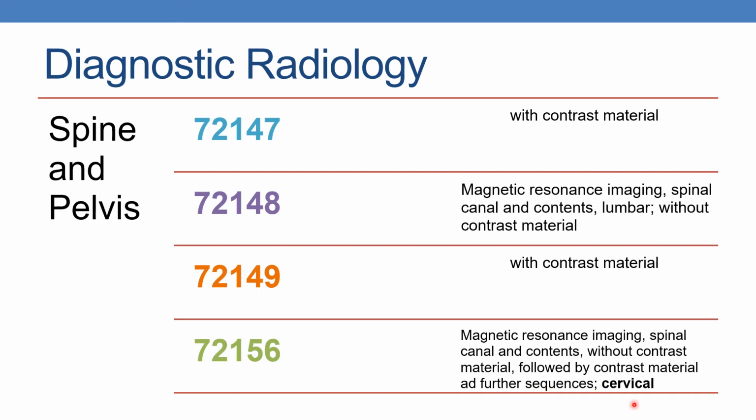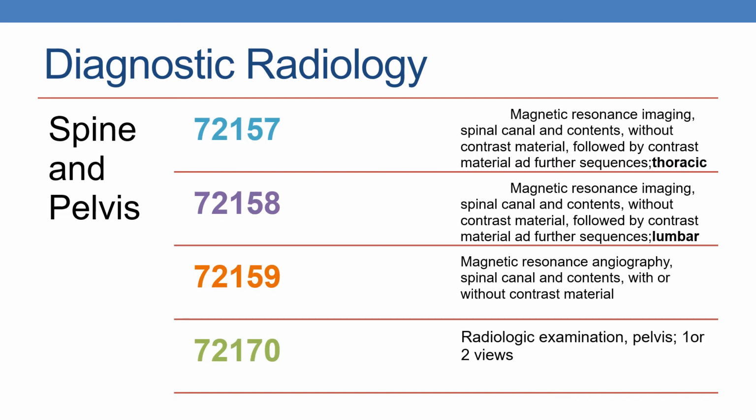72156 is nothing but magnetic resonance imaging, spinal canal and contents without contrast material, followed by contrast material and further sequences, cervical.